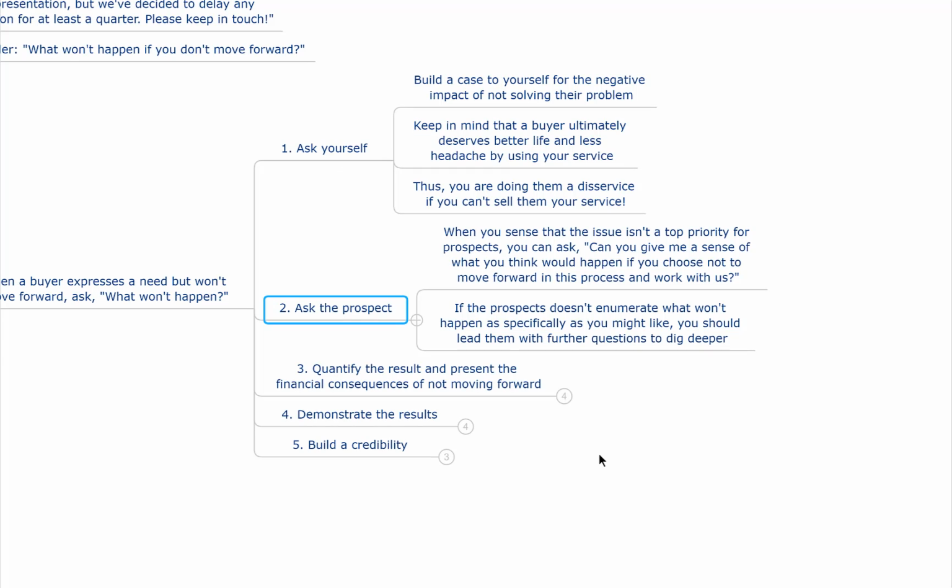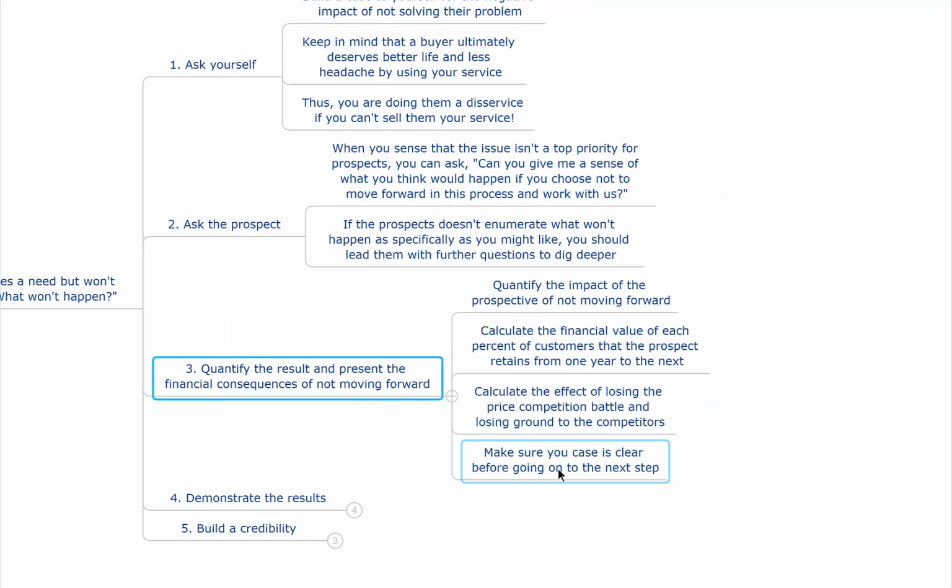Third, quantify the result and present the financial consequences of not moving forward. First, quantify the impact of the prospect not moving forward. Second, calculate the financial value of each of the customers that the prospect retains from one year to the next. Third, calculate the effect of losing the price competition battle and losing ground to the competitors. Fourth, make sure your case is clear before going on to the next step.